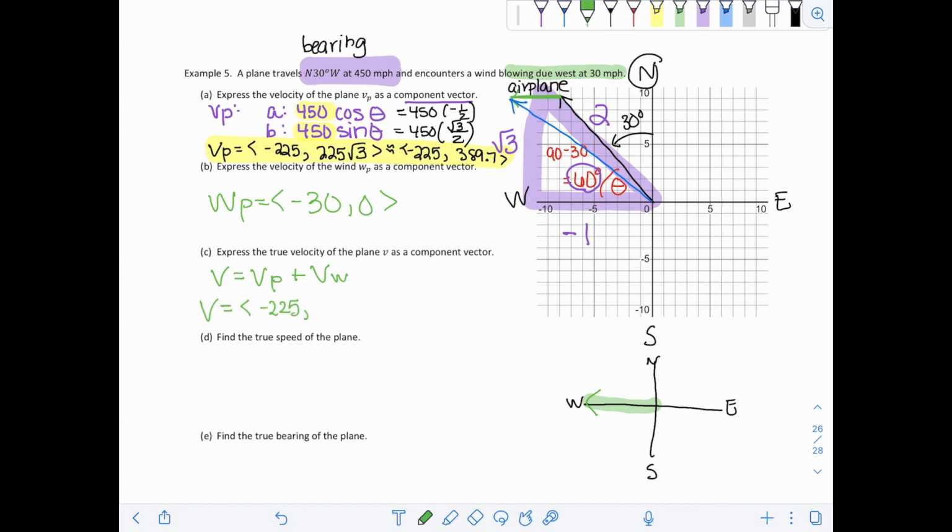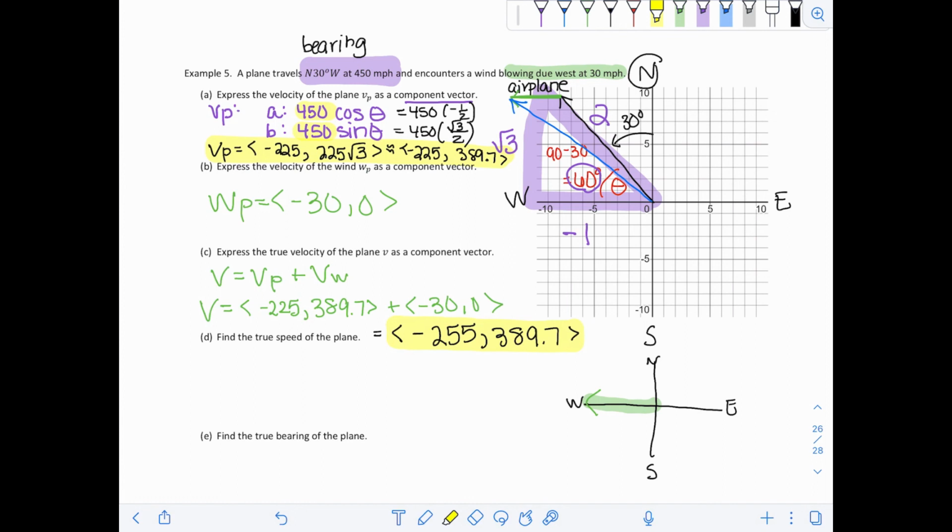And I'm going to use our approximate value here. So we take the plane vector plus the wind vector, which equals negative 255, 389.7. This would be the true vector, the true velocity of the plane written as a vector. And on that diagram, it's the vector that's in blue.